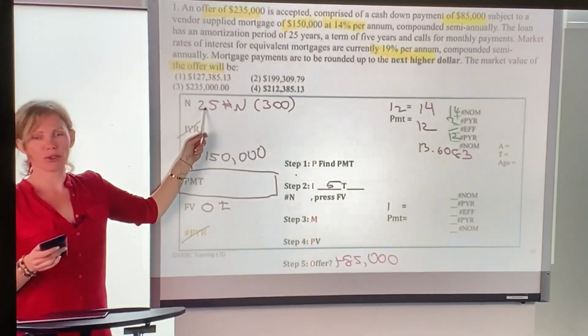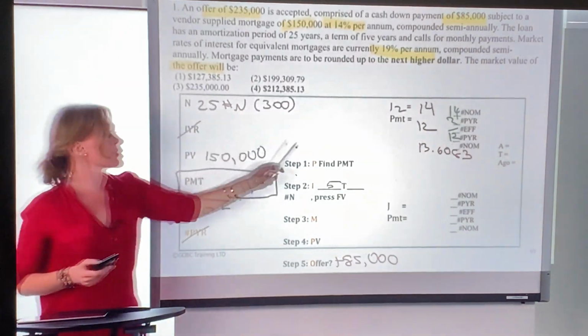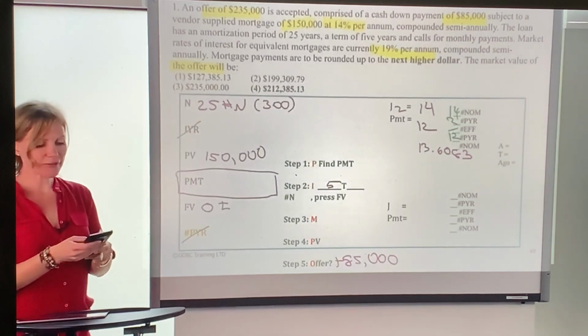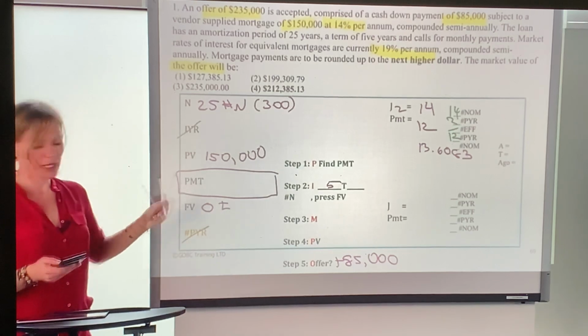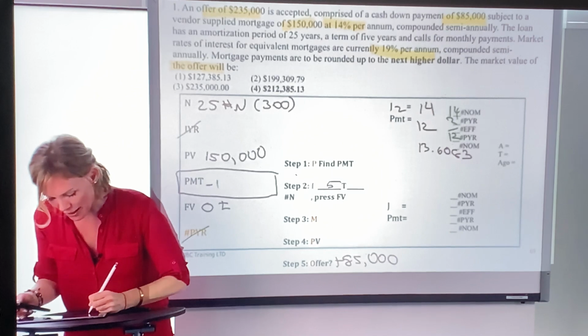Now you come back to your N, you're going to do 25 shift N. It will come up as 300 months. It multiplies this 25 by your P/YR, which is 12. Skip the P/YR, present value, 150,000 PV. Skip the payment, future value, 0 plus minus FV, and now you press the payment. By now, you should be really fast at finding those payments.